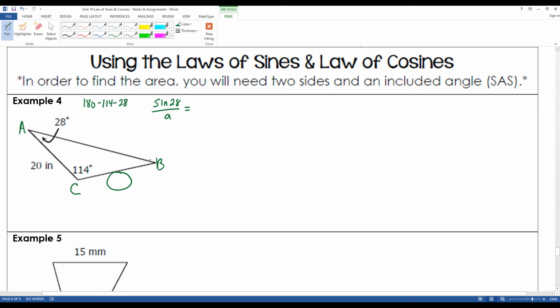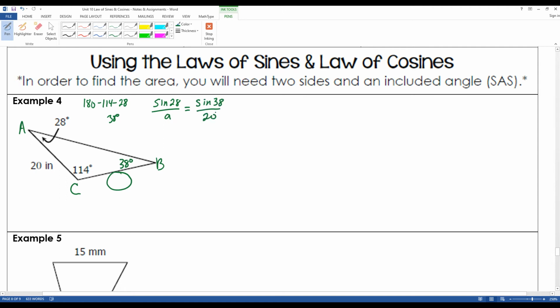I need angle B because I have side B. And so what's 180 minus 114 minus 28? Is that 38? 38 degrees. So 38 degrees. Okay, so that's how I'll set it up. The sine of 38 over 20.